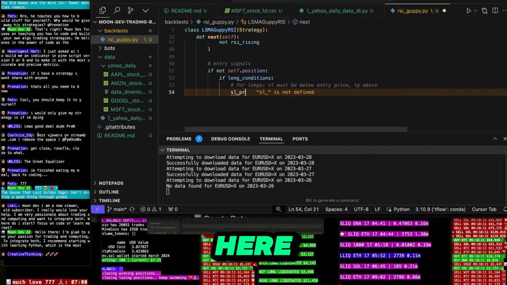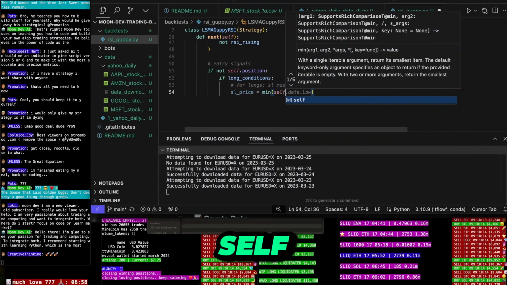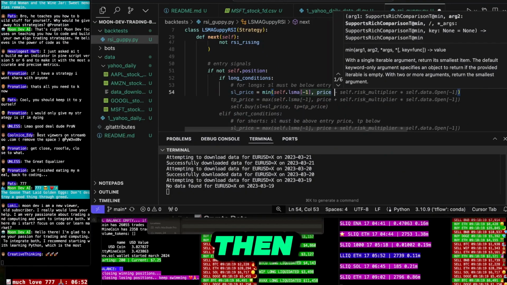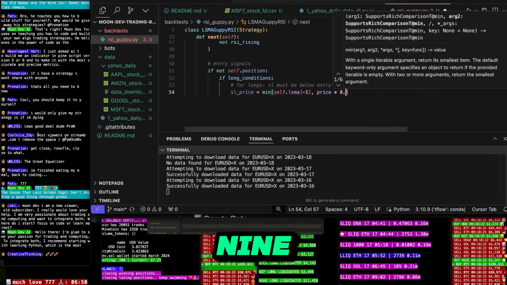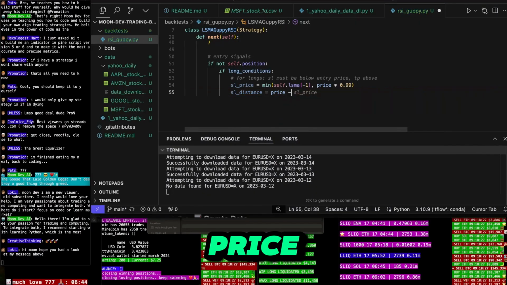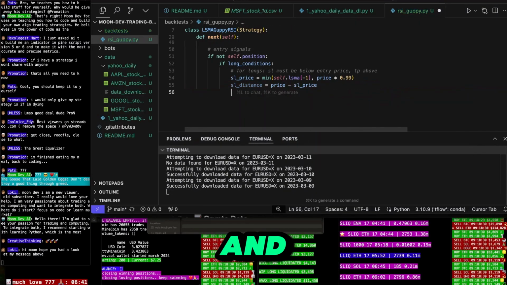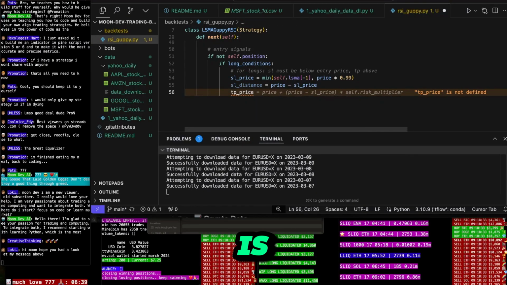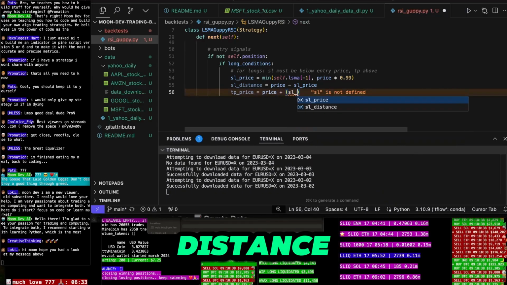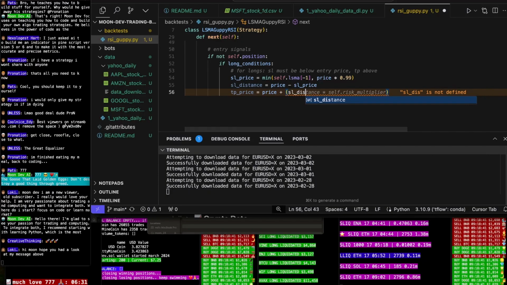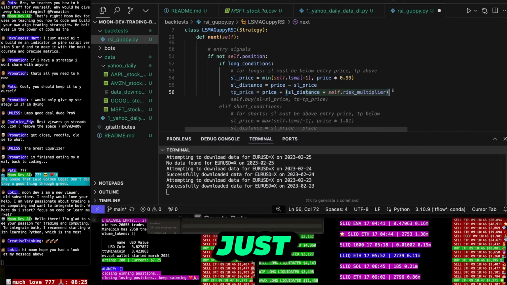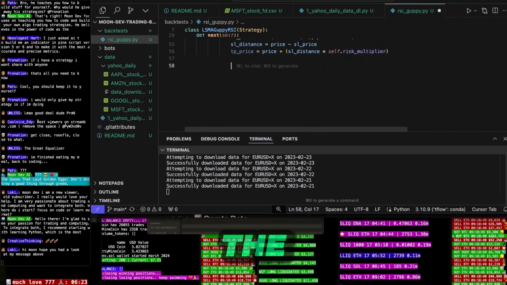SL price here equals min of self.lsma minus 1 price, but then multiply it by 0.9999. Okay, and then SL distance here equals price minus SL price. Okay, and then we're going to say TP price here equals price plus SL distance times self.risk multiplier. So you can see the AI is helpful, dude. And it just makes us faster coders, helps us get to the answer quicker.